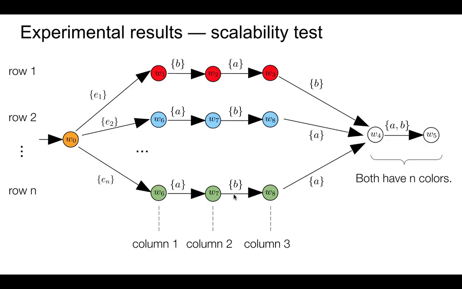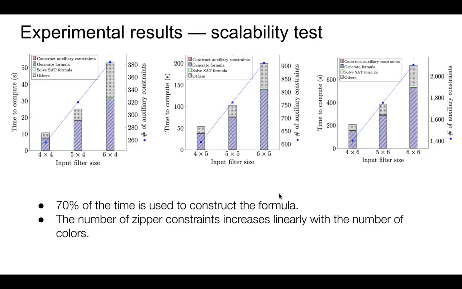Another question is how this algorithm scales with the number of outputs. We generalize our previous 2-row 2-color cover filter by adding more rows, and each row has a different output. Here W4 and W5 have all the colors from all different rows. To minimize this filter, as we increase the number of colors, the number of zebra constraints and the time used increase only linearly.